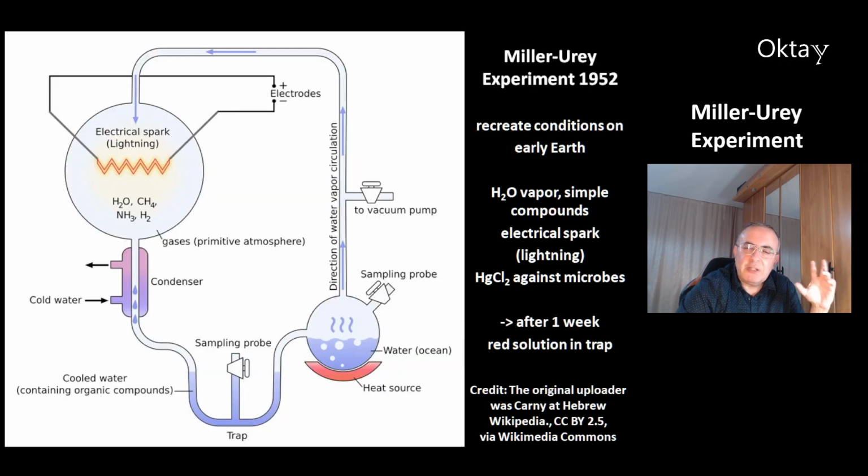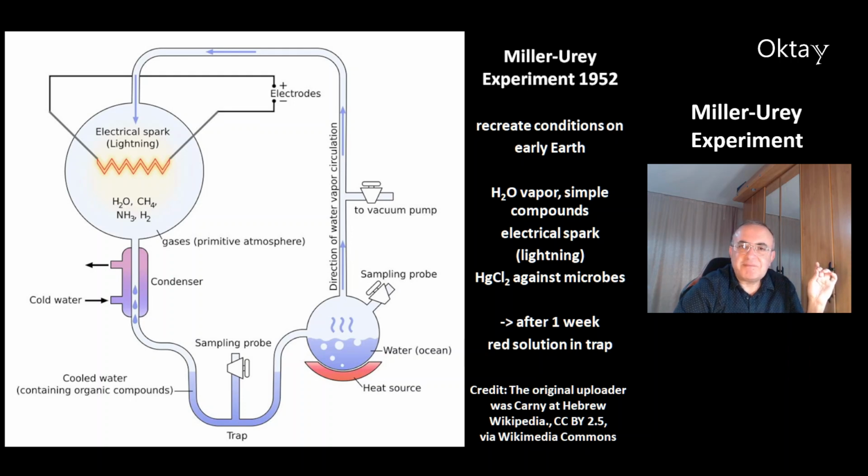This is a very intelligent experiment to find more about the conditions that you need for life to start. That's the Miller-Urey experiment from 1952. That's the apparatus for this experiment. The idea is to recreate the conditions on early Earth. You have here a flask with ocean water. You heat the water, make the vapor. Then you get here the other simple molecules like methane, ammonia, hydrogen, carbon dioxide, of course.